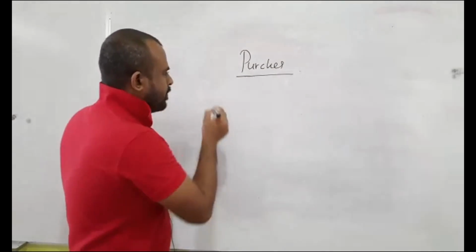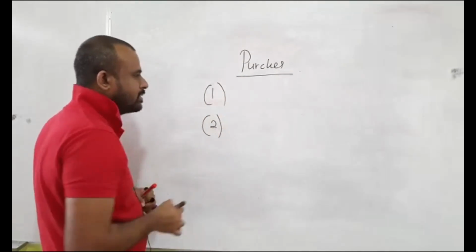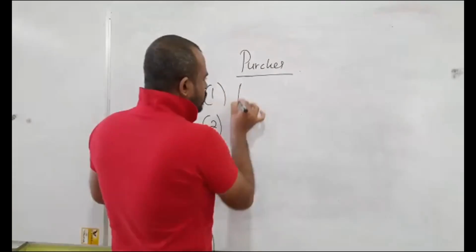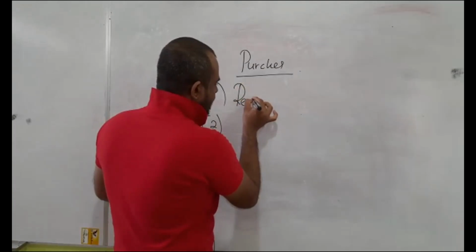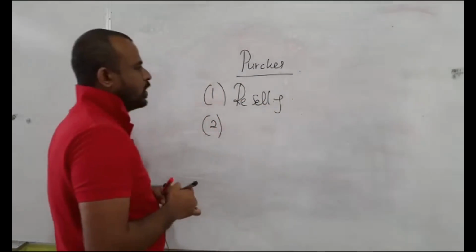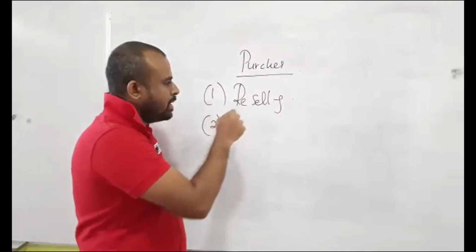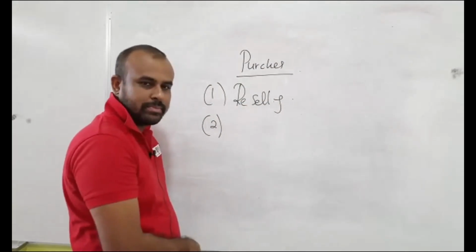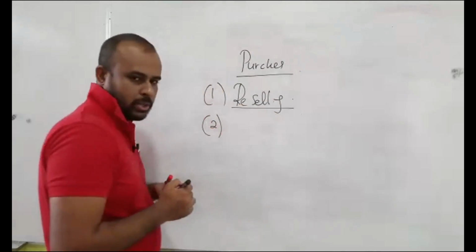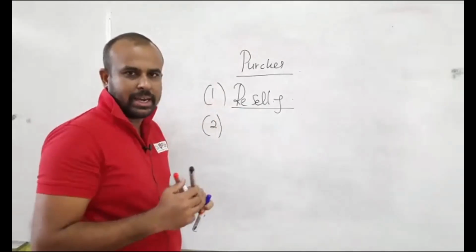What is that? Look here. Accounting says that for you to consider anything as purchases, it should satisfy two main characteristics. First, you should buy something with the intention of reselling. You should buy something with the intention of reselling.